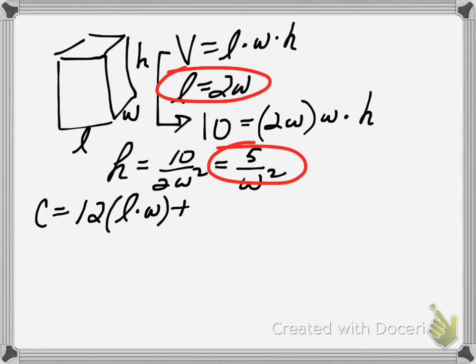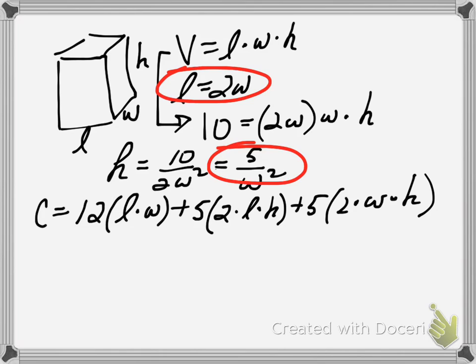And then I'm going to add to that, well, one of the sides of the boxes, they cost $5, right? And so there are two sides of the box that are the length and the height. There's two faces that's the length times the height. And then the other two faces, that's going to be $5 times W times height. And there's two of those.